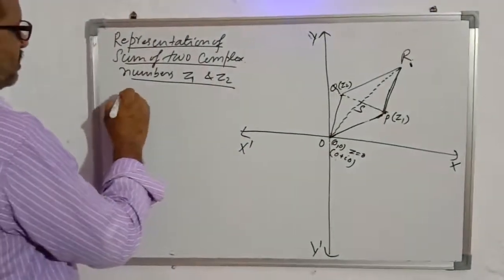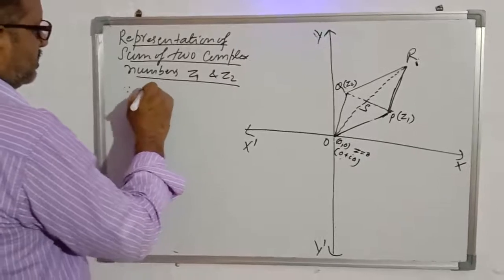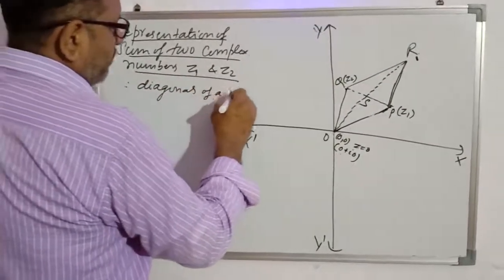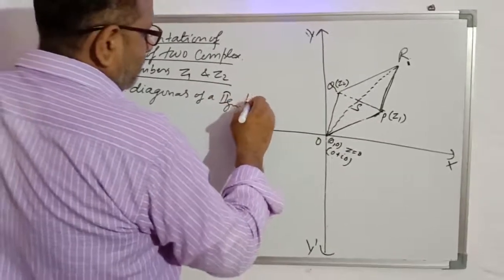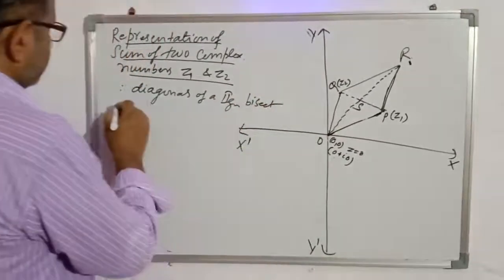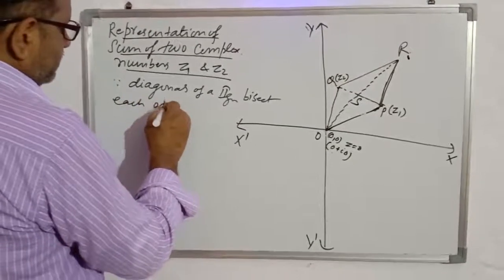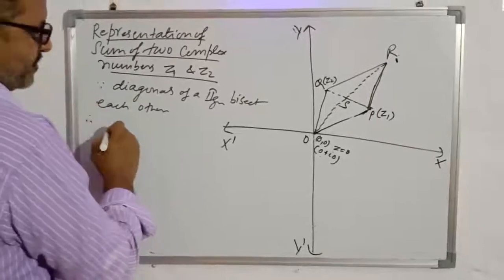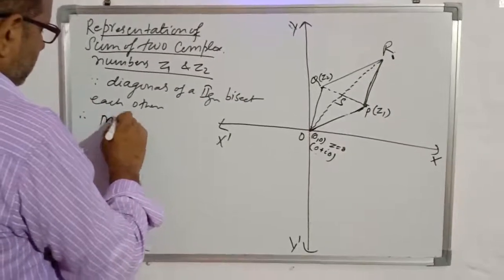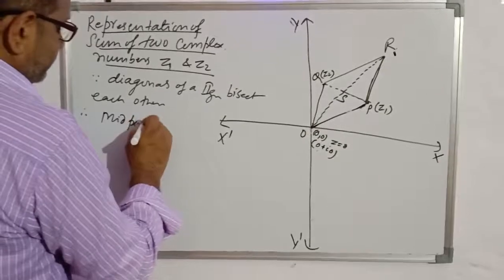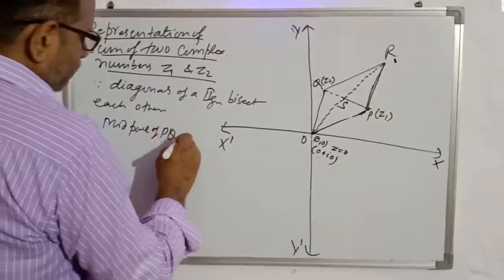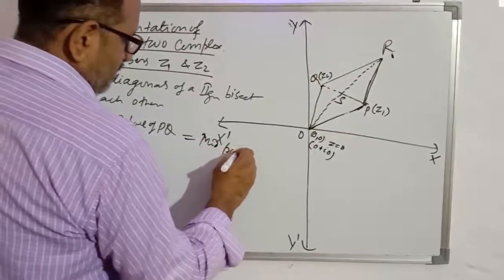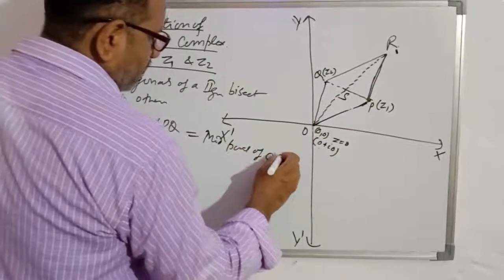Since the diagonals of a parallelogram bisect each other, therefore the midpoint of PQ is equal to the midpoint of OR.